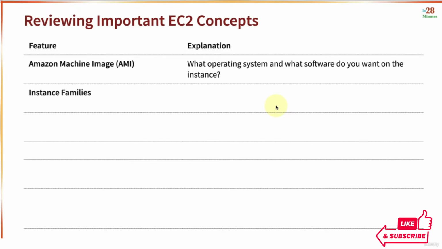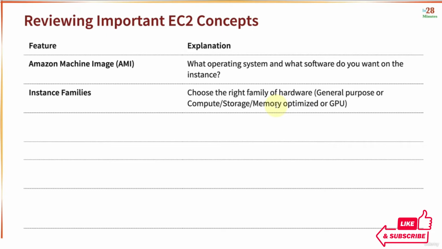The next thing we'll talk about is instance families. Instance families help you to choose the right family of hardware. There are a variety of applications. You might have a web application. You might be running a database on an EC2 instance. You might be using the EC2 instance as a cache. Or you might be using the EC2 instance to do graphics processing. So EC2 instances can be used for a variety of purposes, and therefore the EC2 service offers a number of instance families. These instance families are suitable for specific types of workloads, for specific types of applications.